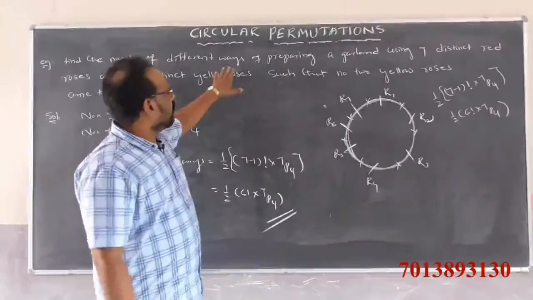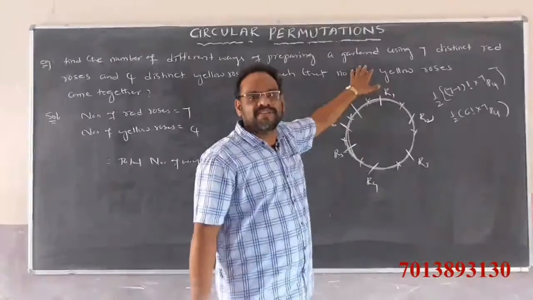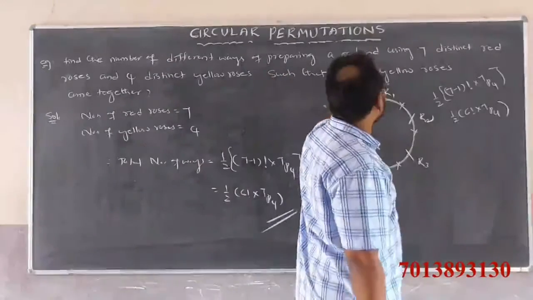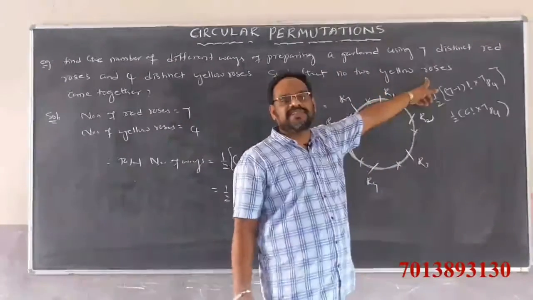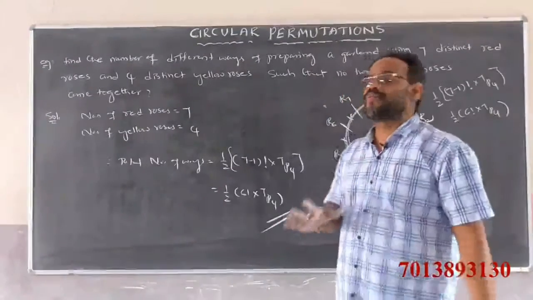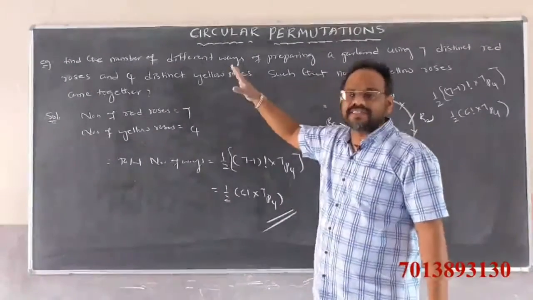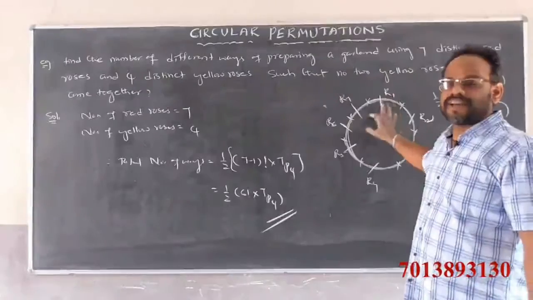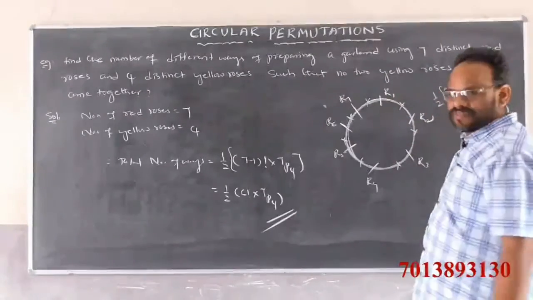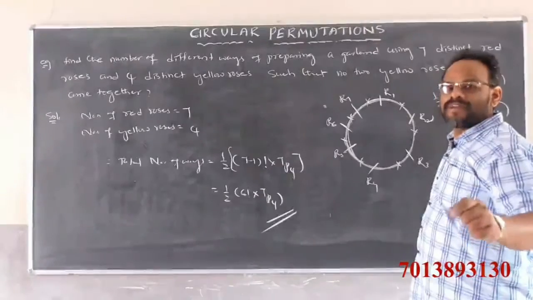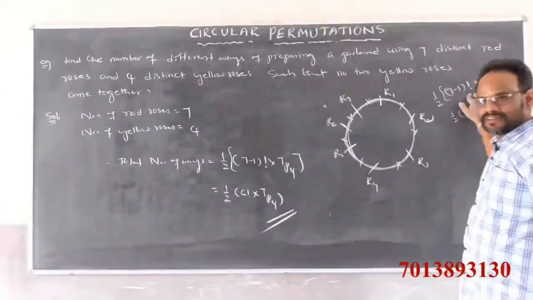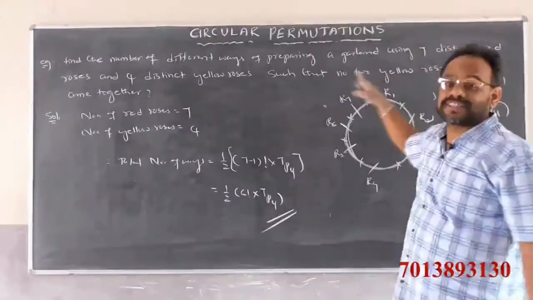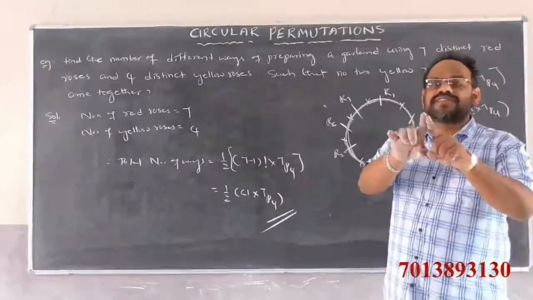Observe here. How many ways of preparing a garland by using 7 distinct red roses and 4 distinct yellow roses, such that no 2 yellow roses come together? First we arrange the 7 red roses in a circular pattern. That means 7 minus 1 factorial, as already discussed: taking all at a time, (n minus 1) factorial. In between the gaps, because no 2 yellow roses come together, any 2 yellow roses not at all come together.